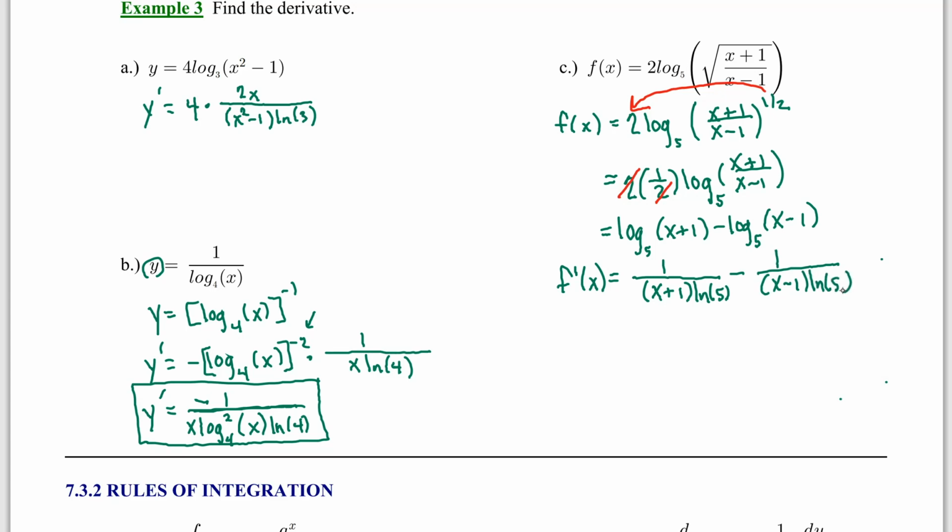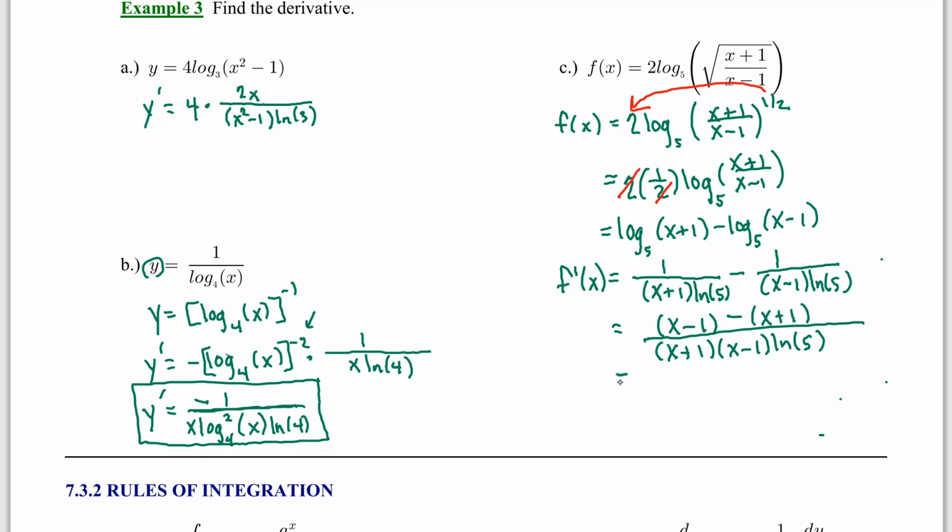Now let's go ahead and take the time to combine these two fractions. The common denominator here would be x plus 1 times x minus 1 times natural log of 5. Now, if we compare the first denominator to the new denominator, we can see we've gained a factor of x minus 1. So if I also multiply that numerator by x minus 1, that one's been updated. For the second fraction, when we compare the old denominator to the new denominator, we can see we've gained a factor of x plus 1. So we need that in the numerator as well.